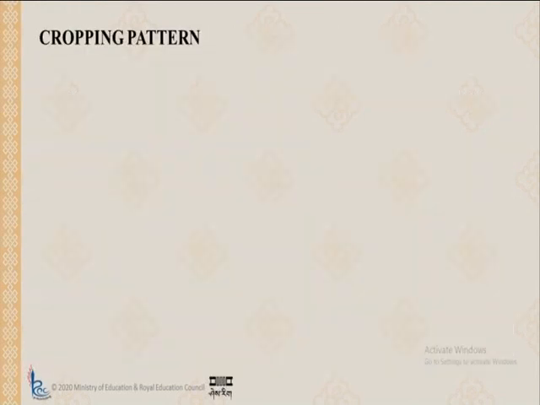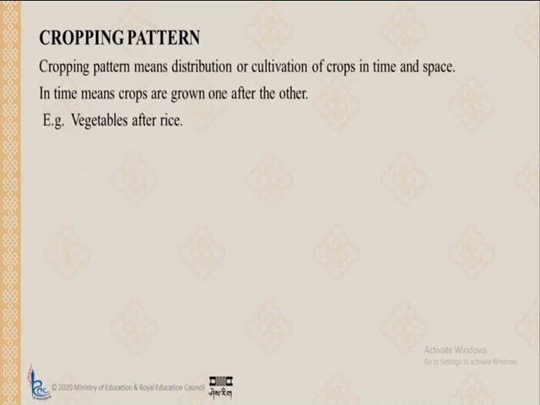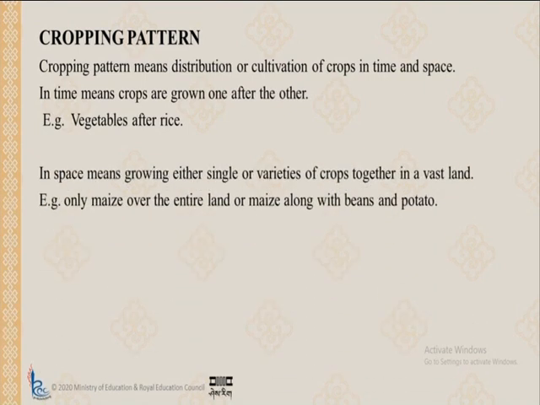Okay. Now, let us look at what is cropping pattern. So, what is cropping pattern? Cropping pattern means distribution or cultivation of crops in time and space. In simple terms, it is also an arrangement or pattern of crops grown with the objective of maximizing production from a unit of land. So here, in time means crops are grown one after another. Example, vegetables are grown after rice harvesting.